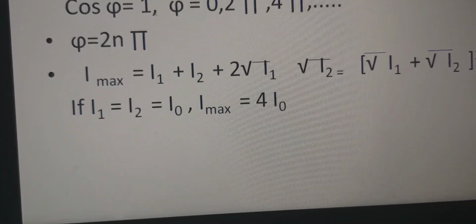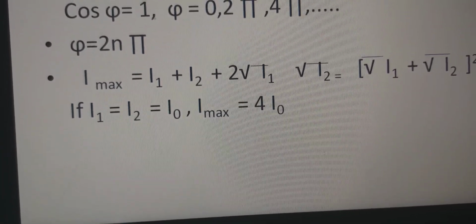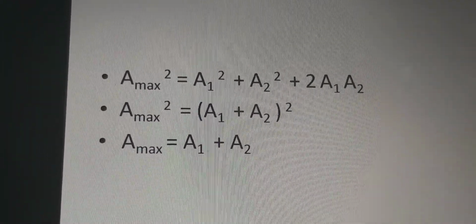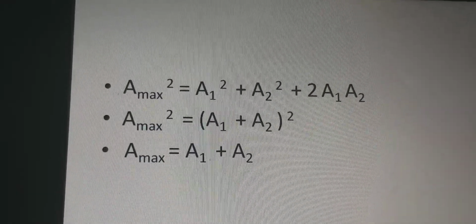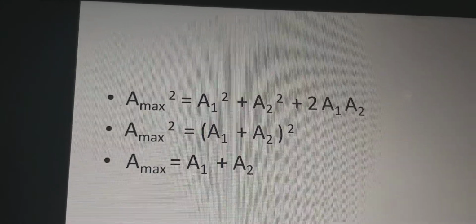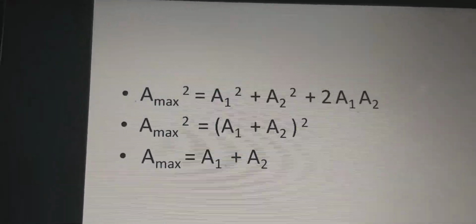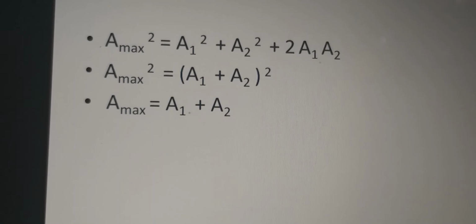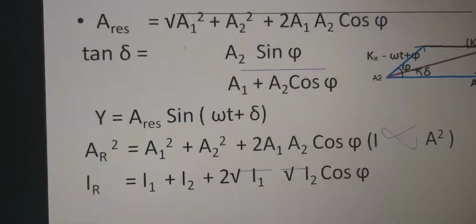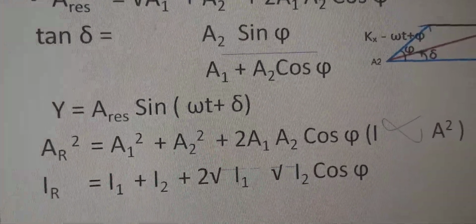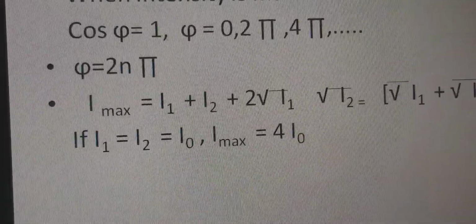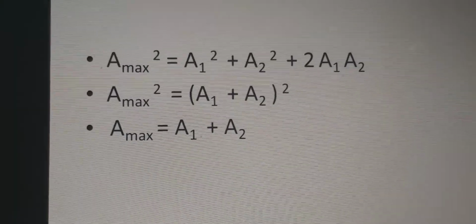Now if I1 equal to I2 equal to I0, I max equals 4 I0. Similarly, A max square equals A1 square plus A2 square plus 2 A1 A2, so A max square equals A1 plus A2 whole square, A max equals A1 plus A2, as we have seen previously in this formula. Substituting cos phi value, we get these formulas for A and I.